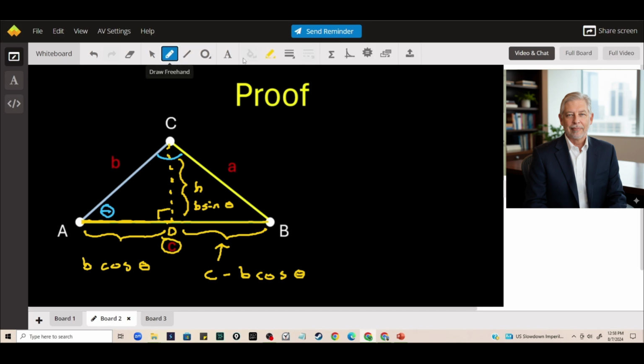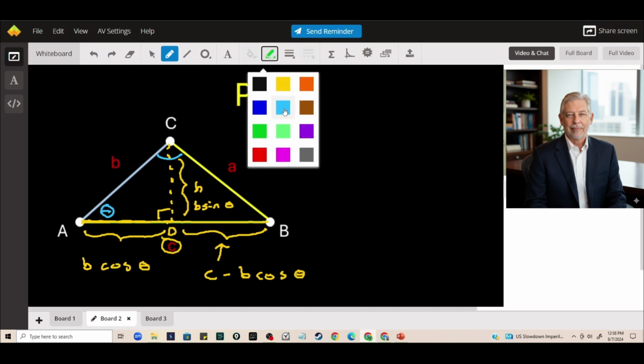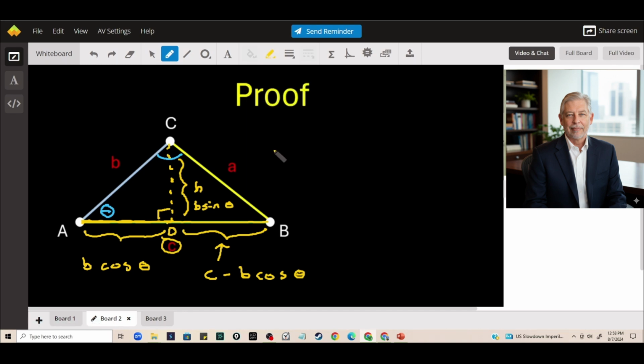Let's look at this side over here. We're going to do the Pythagorean theorem, but we're going to, of course, use trig. So what we can say, and I want to do that in yellow so that we could see it.